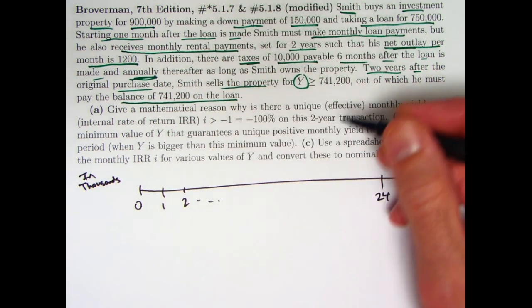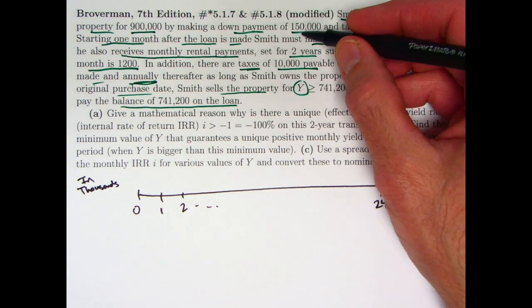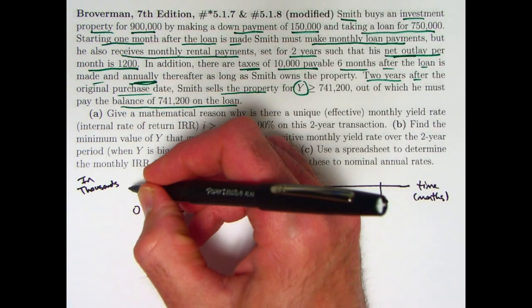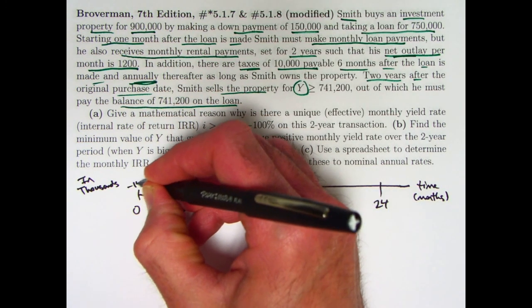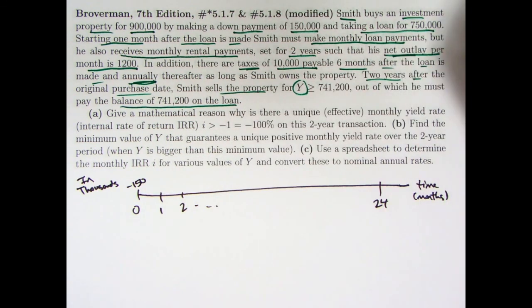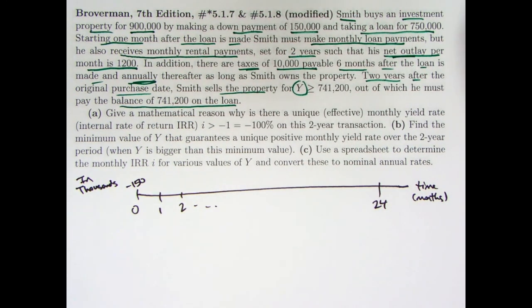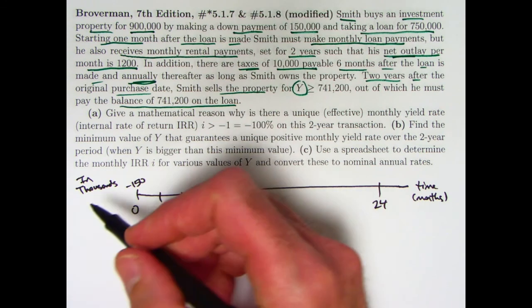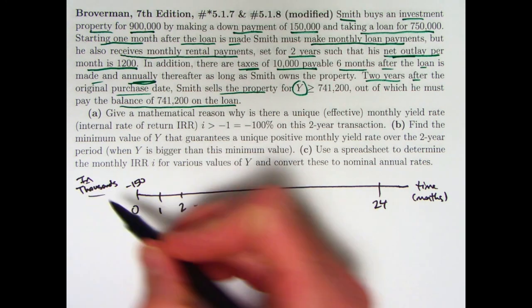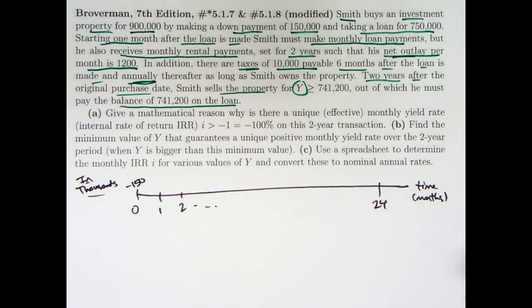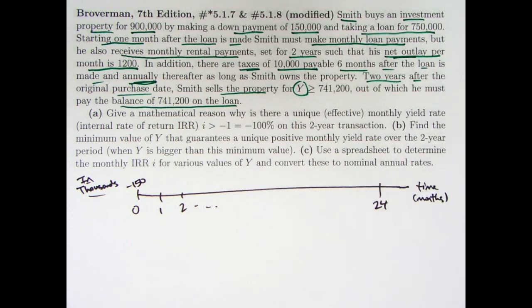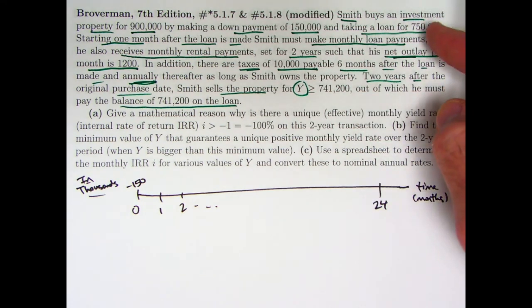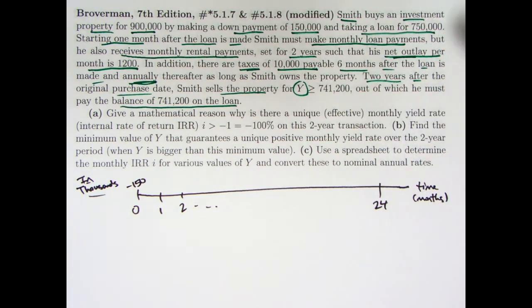I've got 150,000. That's the down payment at time 0 that goes out of Smith's hands. I'm going to write a negative 150. Could write a negative 150K, as K is an abbreviation for thousands, but some people might not know that. I'll just say in thousands here. Okay, so again, that's the money out of Smith's pocket right away. Nothing to do with the 750,000. That's essentially going right from the bank to the seller of the property.